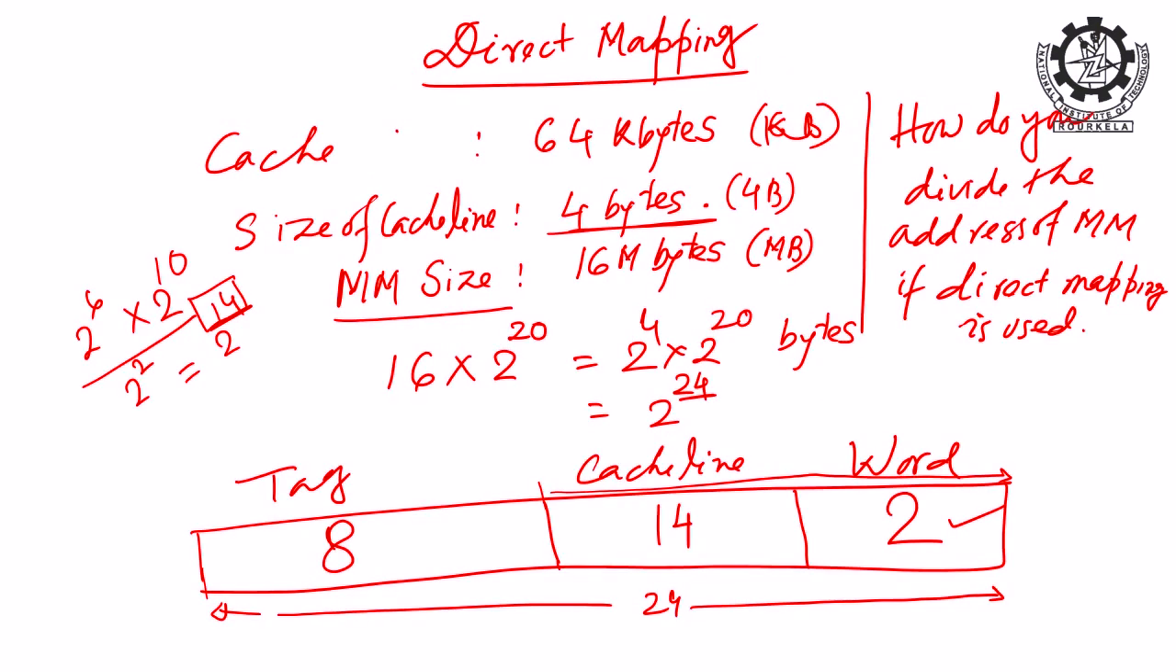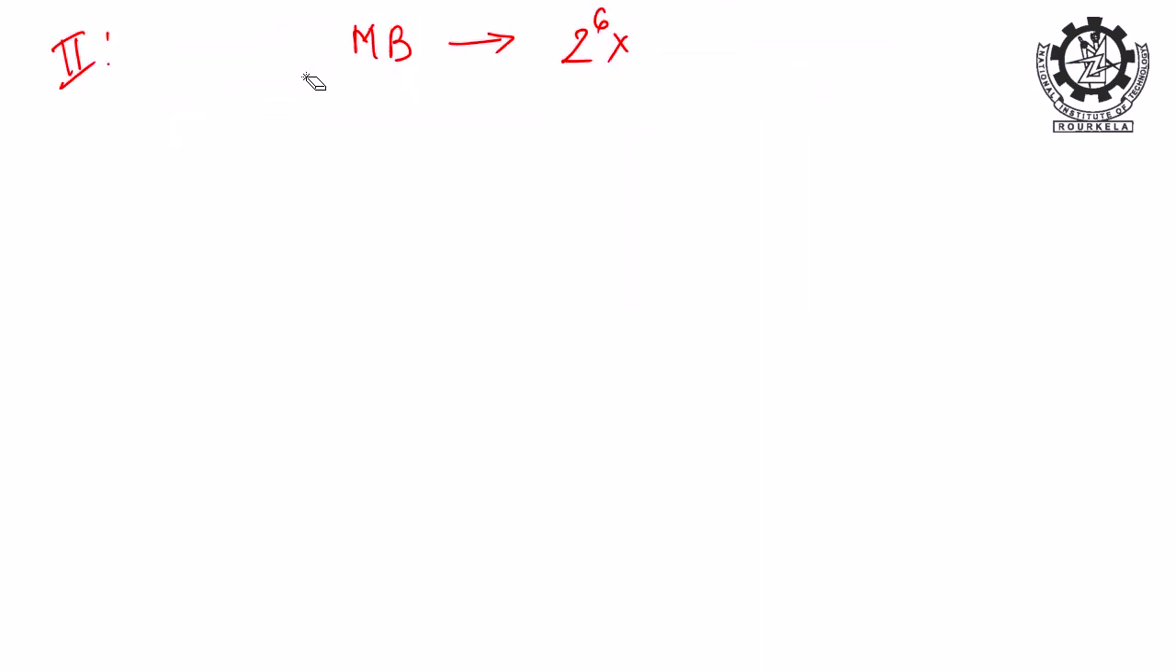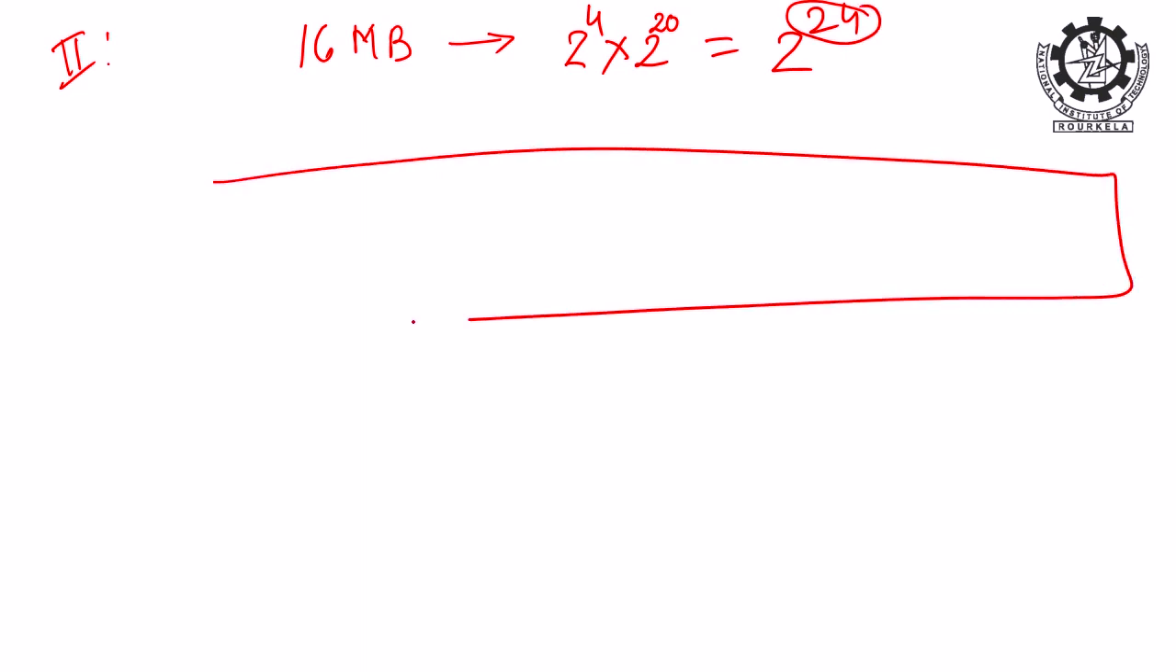It was 16 MB. So, it was 16, yeah, no issue, you can work with 64 also. 16 MB means 2 to the power 4 into 2 to the power 20, right? So, 2 to the power 24. So, the number of total bits will be 24 here.